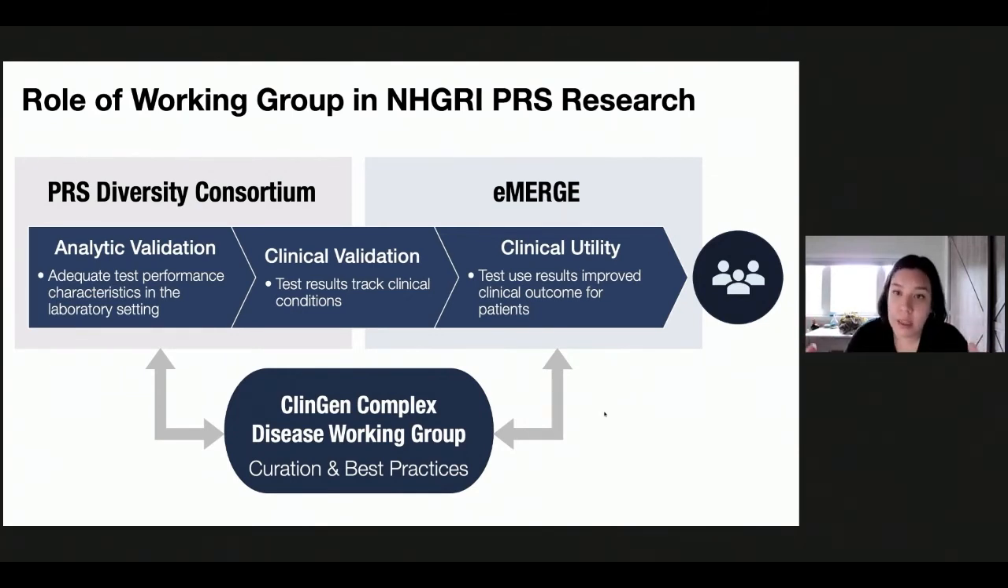And as the ClinGen Competencies Working Group, we bridge this gap and have an iterative role where we iterate between the two consortiums as well as external partners to ensure that there's curation with an eye towards clinical use, as well as ensuring best practices, again, with an eye towards clinical use. And so it's really forming a bridge to link together these two ends of the pipeline.